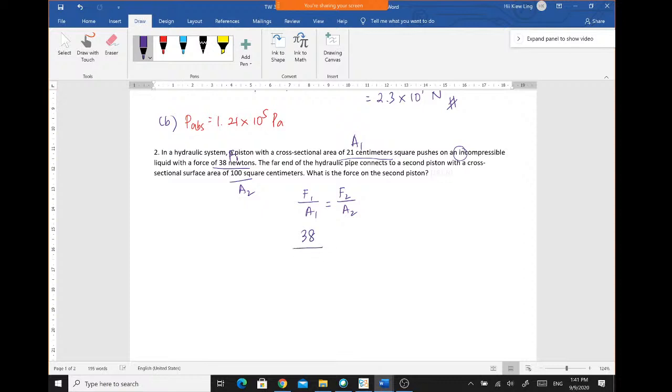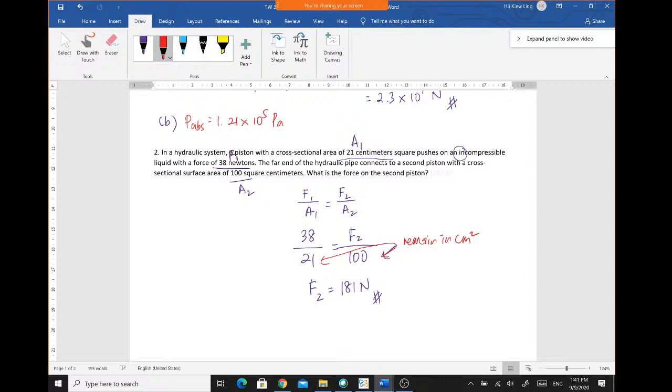38 over A1, which is 21 centimeter. Okay, so you can remain it as in centimeter square, or if you want to convert to SI unit also can. Okay, F2 is unknown over 100, and you get 181 Newton. Alright, so for this case, you can remain in centimeter square.